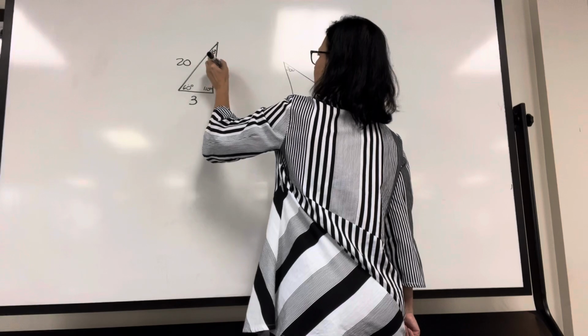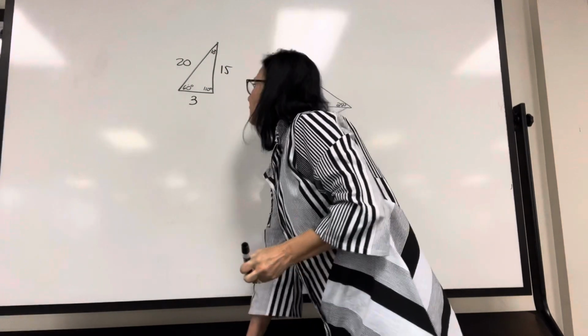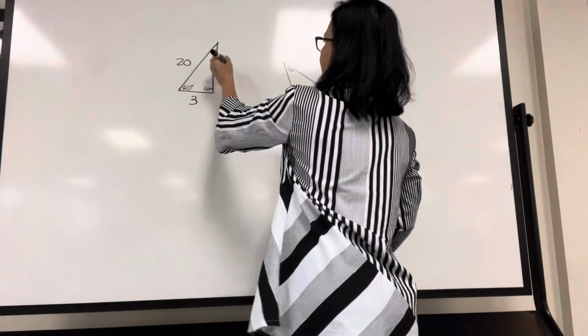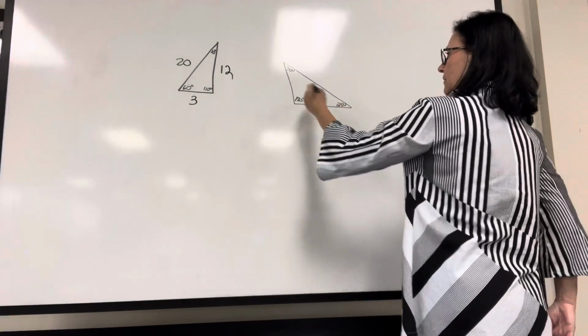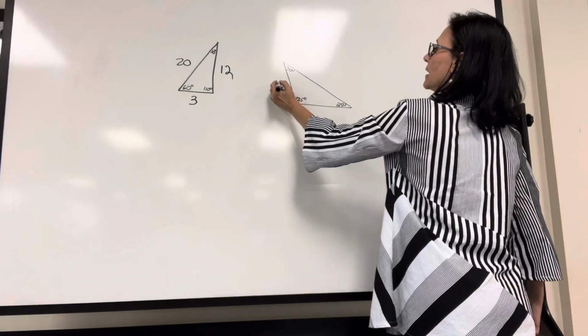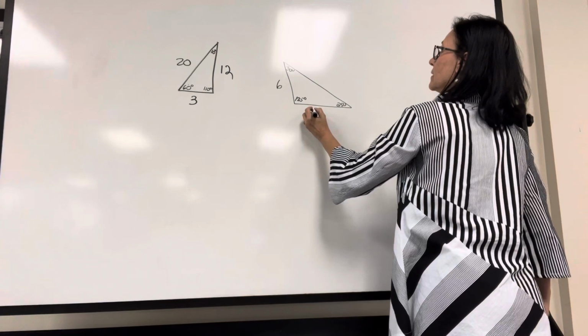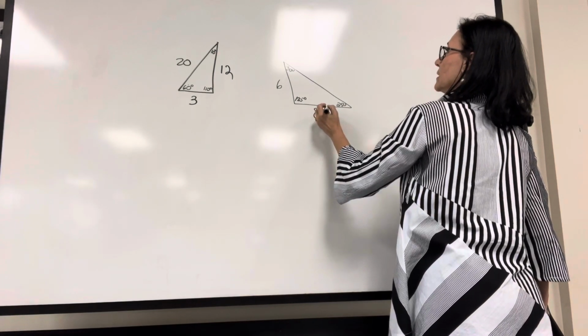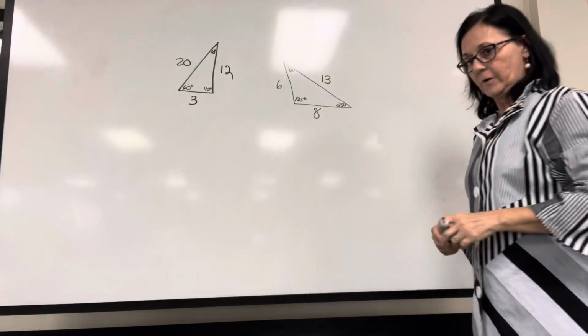So this one has to be like, we'll make it 30, 12. That would work. All right, so this one would be like, all right, that would work.